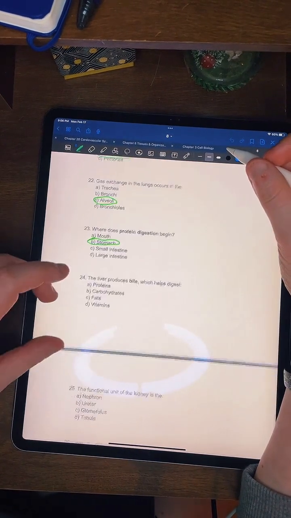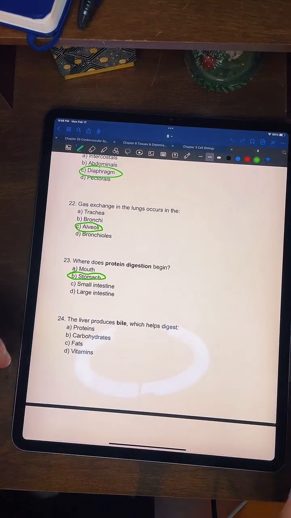But let's move on to number 24. The liver produces bile, which helps digest what?